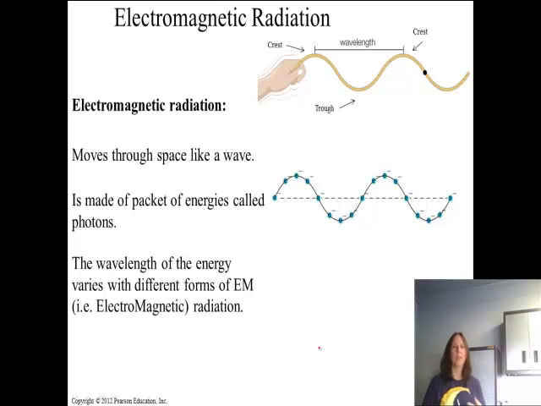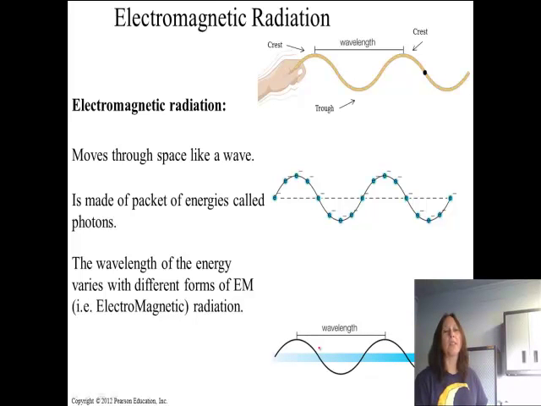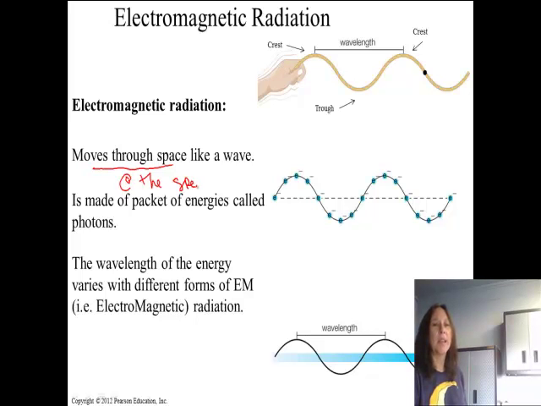Okay, the dual nature of light or electromagnetic radiation. I'm going to reiterate. It says electromagnetic radiation moves through space like a wave. I'm going to say at the speed of light. All cousins do that. Now that's assuming that it's traveling in a vacuum, outer space. It will travel slower in mediums that are not a vacuum.